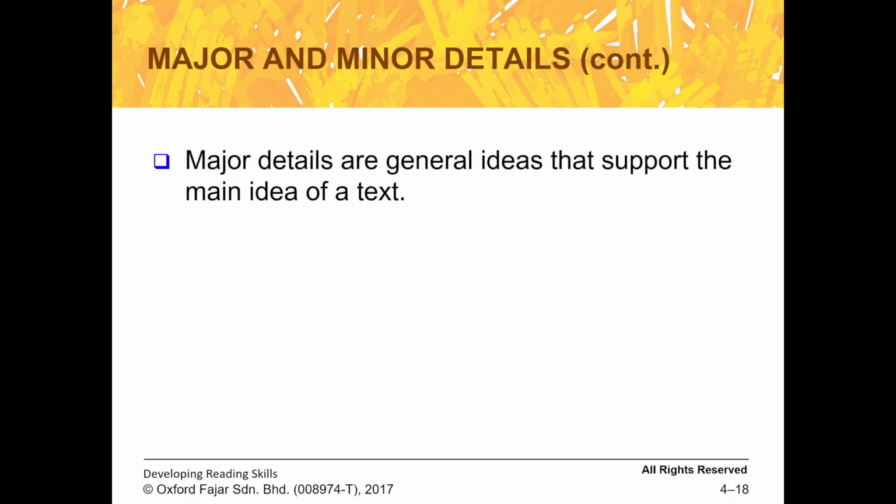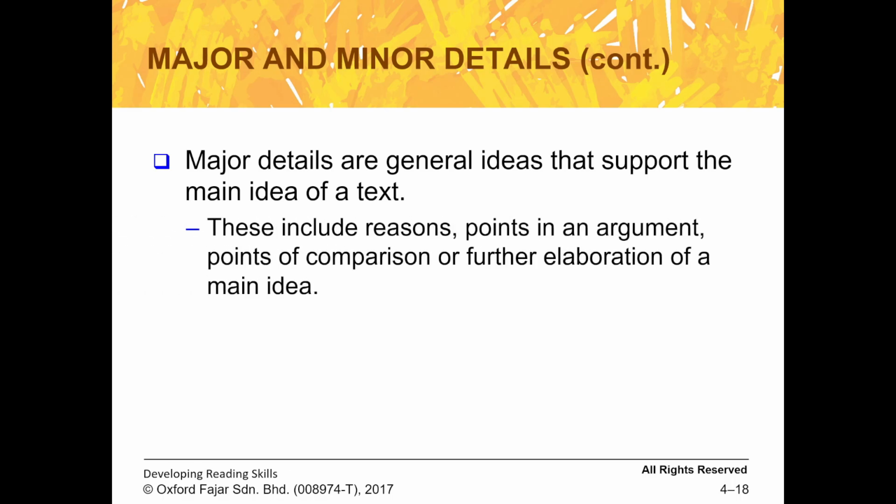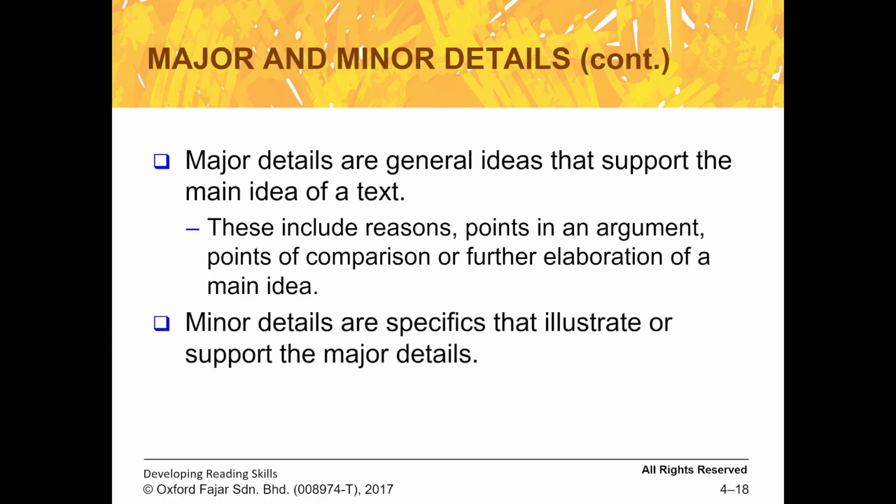So major details are general ideas that support the main idea of a text. This includes reasons, points in an argument, points in comparison, or further elaboration of a main idea. Meaning that after you have given the main idea that is in the first sentence, those that come after that can be major details as well as minor details. But whenever it is a reason, points in an argument, whenever you elaborate on the idea, that is called major details. Okay. But then, minor details are specific details that illustrate or support the major details.